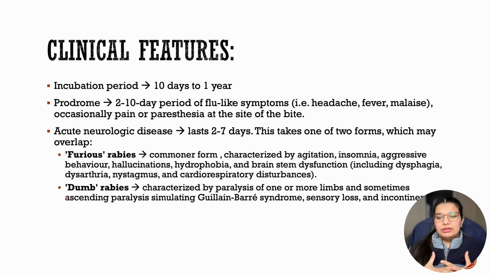How would dumb rabies present? Like a dumb person who's just lying down doing nothing. So imagine paralysis of one or more limbs, and it can even mimic GBS, which is an ascending paralysis, and even sensory loss or incontinence can occur. So this is the overall presentation of how it would present.